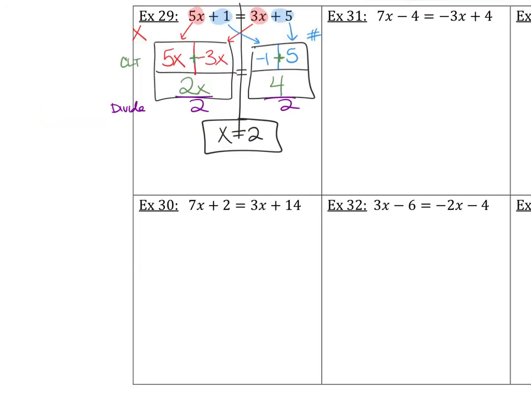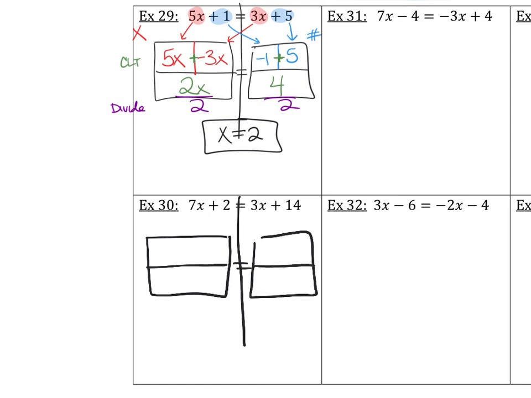Here goes number 30. The first thing we do is we draw my line. Next thing I do is I look for distribution. Is there any distribution in this problem? Like, are there any parentheses? No, so we can skip that step. We're going to set up our boxes. So we have a box with 2 rows equal to a box with 2 rows. Make sure you put that equal sign in the middle of them. That's super important to me.